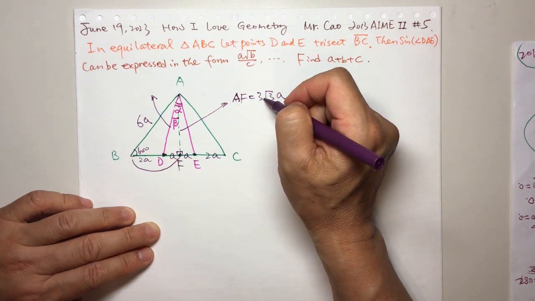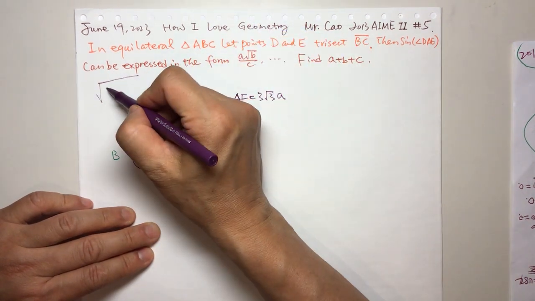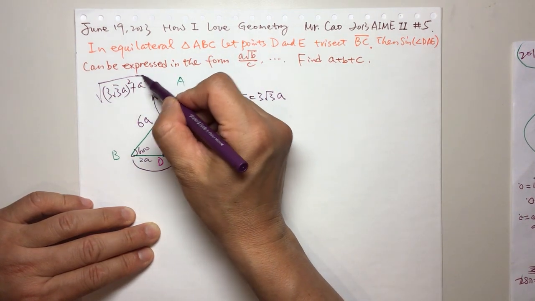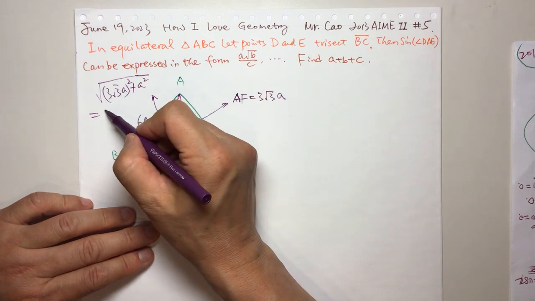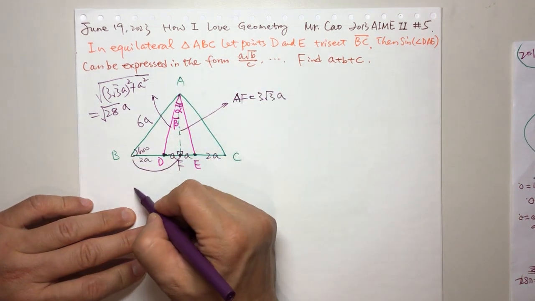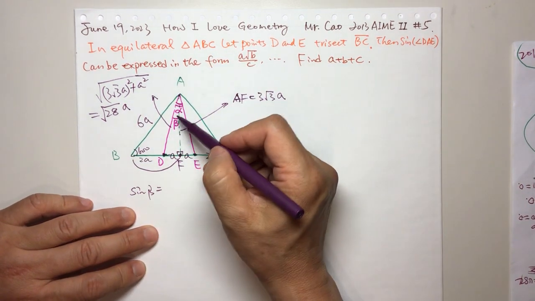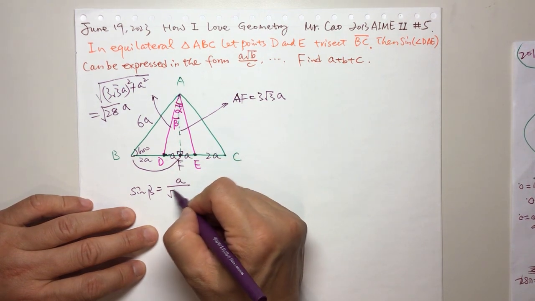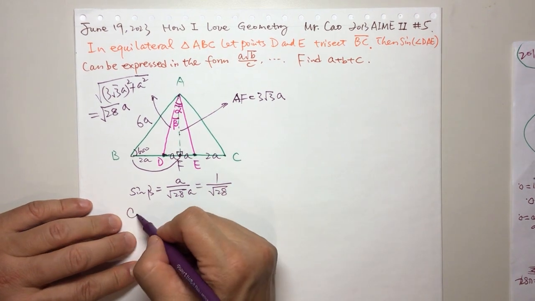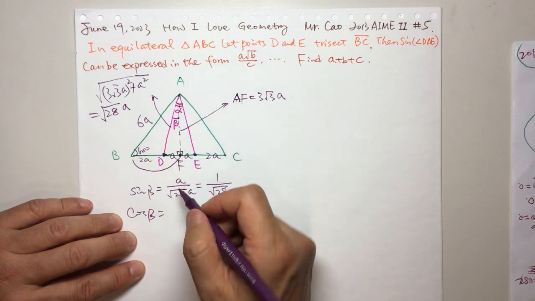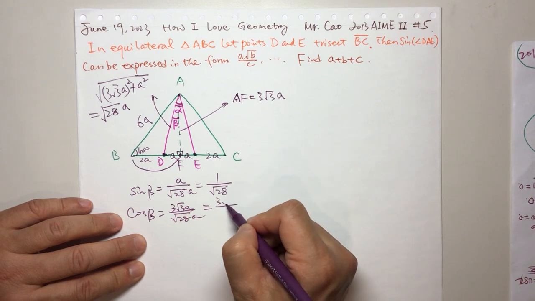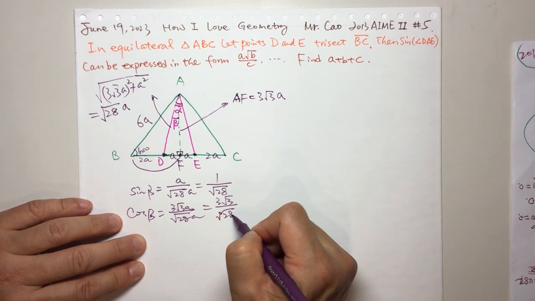Right, AD is the square root of a squared plus this a squared, so it equals the square root of 28a squared. Now we get sine beta equals a over square root of 28a, so 1 over square root of 28. Cosine beta is 3 square root of 3a over square root of 28a, so 3 square root of 3 over square root of 28, right?